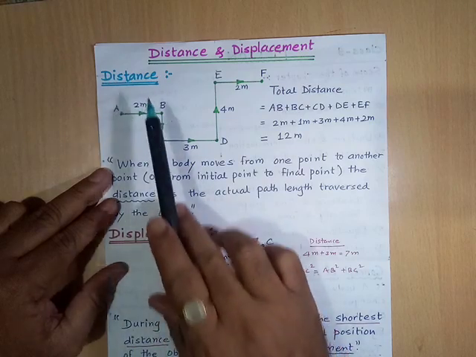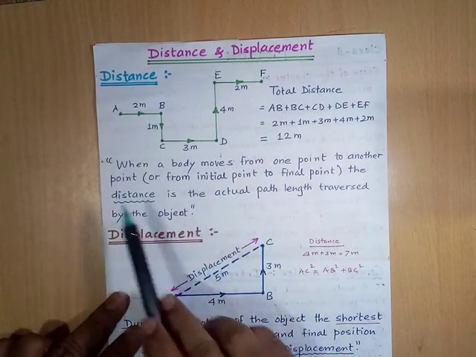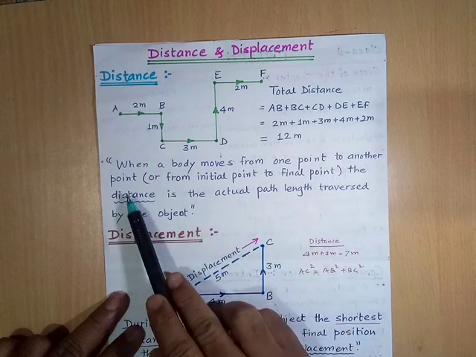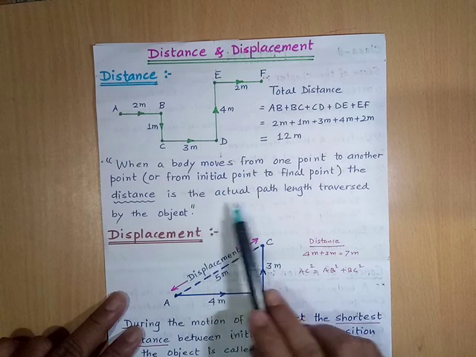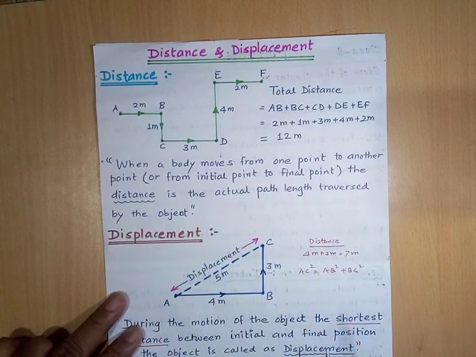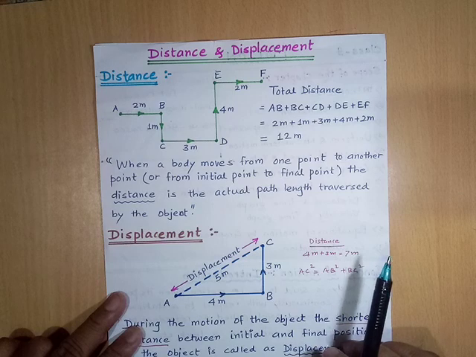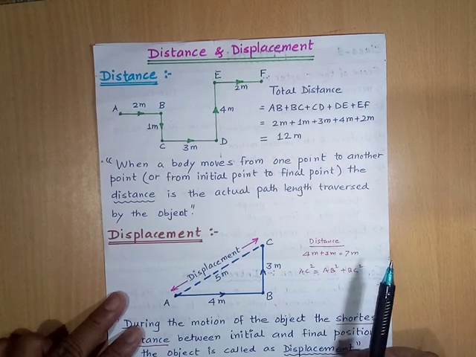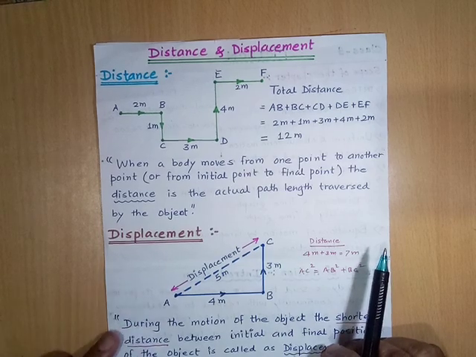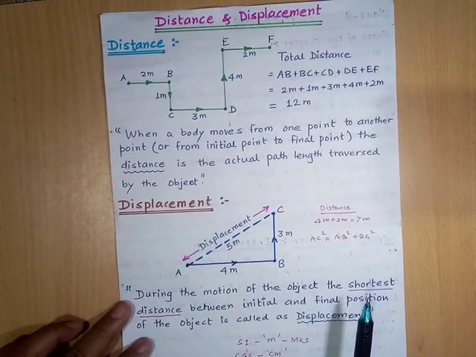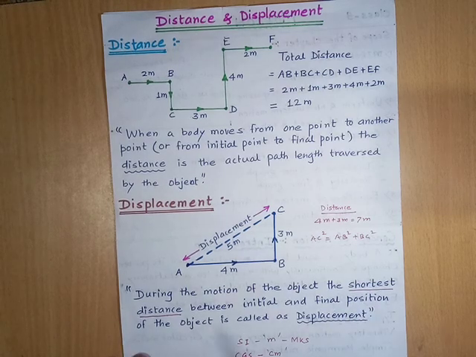While discussing the distance, we have seen the definition of the distance: when a body moves from one point to another point, or from one initial point to final point, the distance is the actual path length which is traversed by the object. So when the object moves from one initial point to final point, the actual path length traveled by the object, the actual path which is covered by the object, is considered as the distance. While discussing the displacement, we have seen that when an object moves from one initial point to the final point, the shortest distance between the initial and final point of the object is called the displacement.